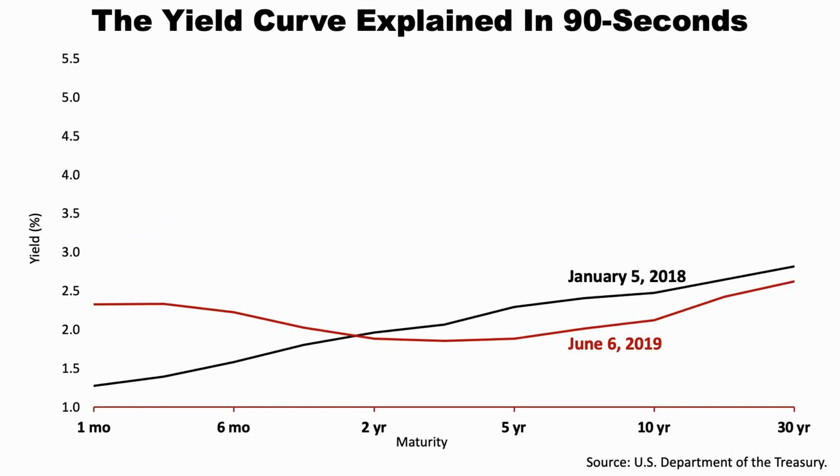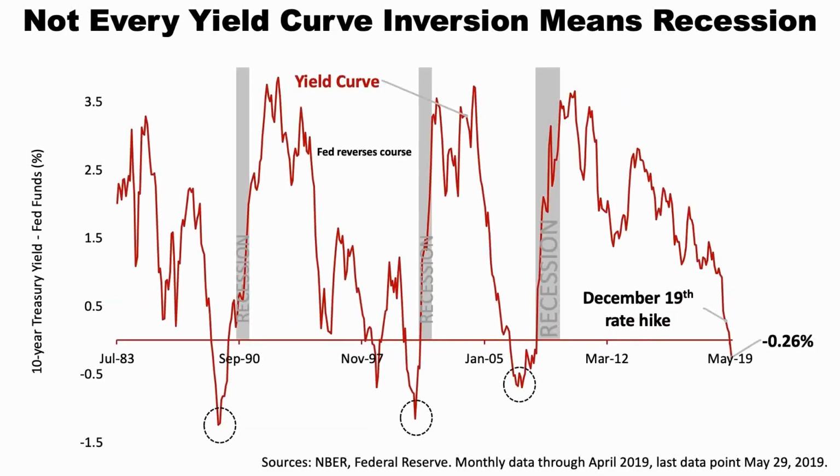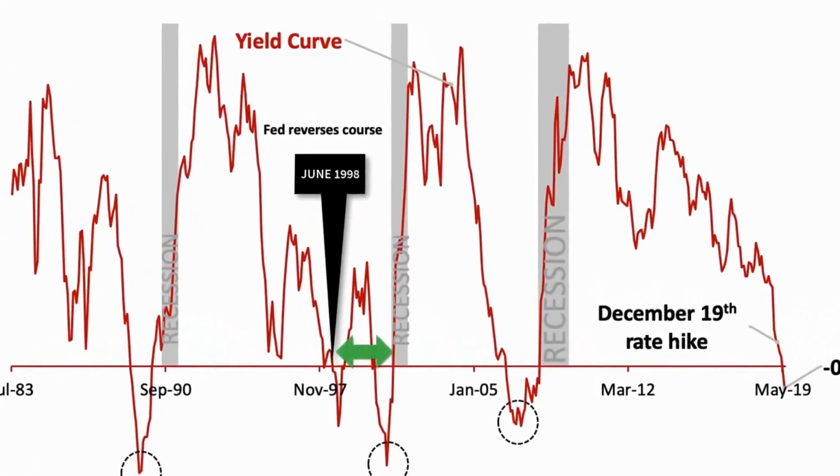Just 6 months earlier, the yield curve was steep, with the 3-month T-bill rate at 1.39 versus the 10-year rate of 2.47. The last yield curve inversion occurred in March 2007 and was followed by the Great Recession of 2008. Not every yield curve inversion causes a recession. For example, in June 1998, the inversion was met with a reversal in Fed policy, and the economic expansion continued for nearly another 3 years. And that could happen again.